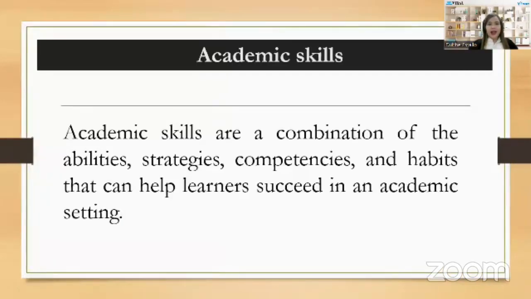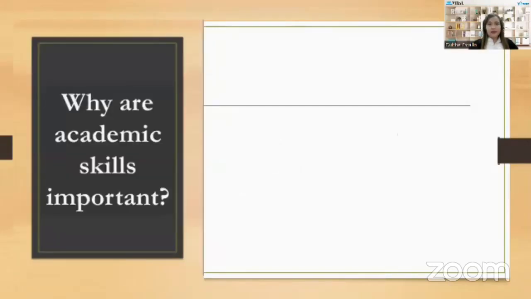Academic skills are actually a combination of the abilities, strategies, competencies, and even habits that can help our learners succeed in an academic setting. But not just that, academic skills are not made to be useful only in school, but these actually can help our students throughout their lives in the real world context.